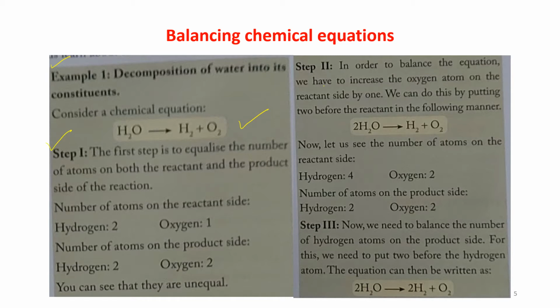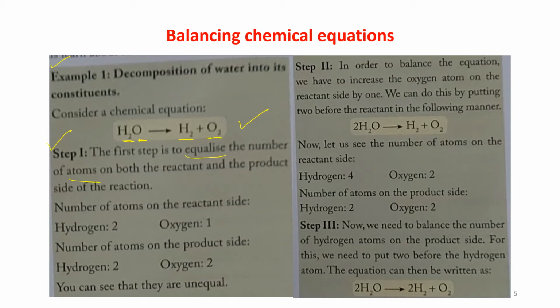How to balance this equation? Step 1. The first step is to equalize the number of atoms on both the reactant and the product side of the reaction. On the reactant side, the number of hydrogen is 2 atoms and oxygen is 1 atom. Nothing is shown for oxygen, that means 1 atom of oxygen. And in the product side, 2 atoms of hydrogen, but oxygen is also having 2 atoms.